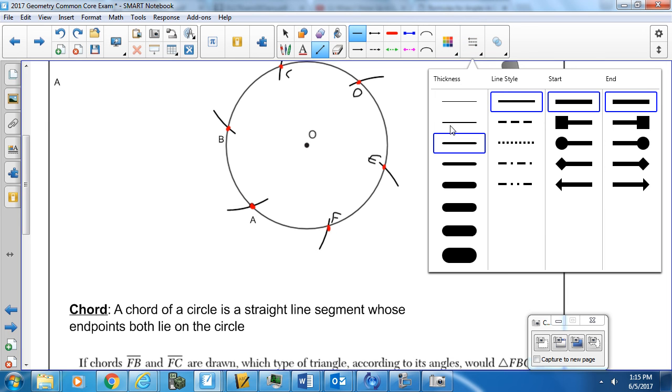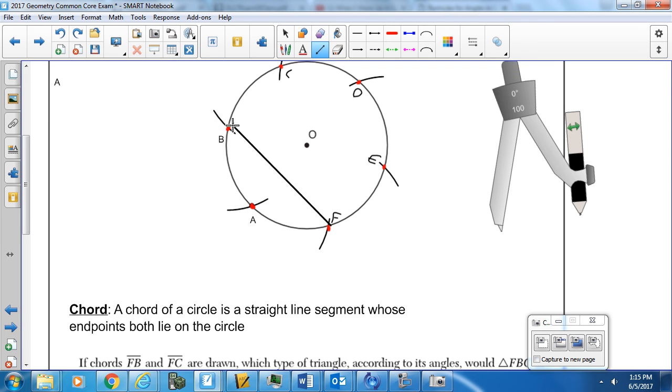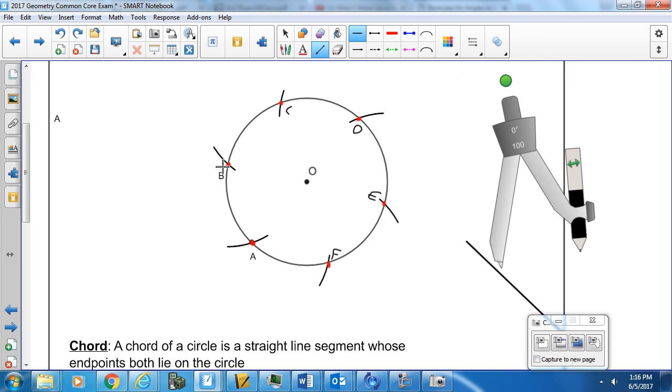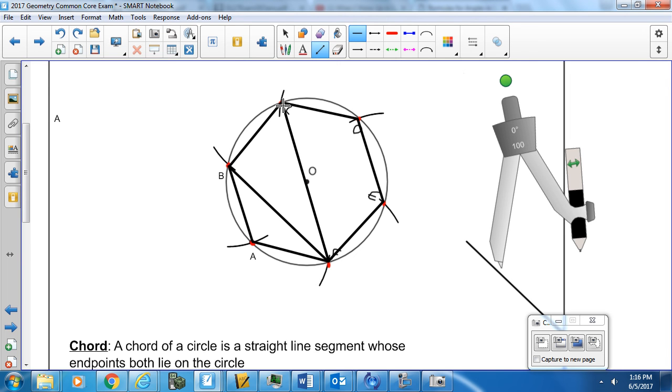FB, and I forgot, I never even made the hexagon, so let me go back and do that. I have to connect these points. So let me do that right now. All right, there's my hexagon. Now I want to connect my points FB and FC. So I'm going to go from F to B, and then F to C.